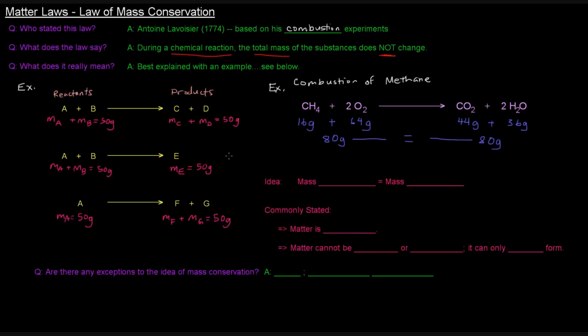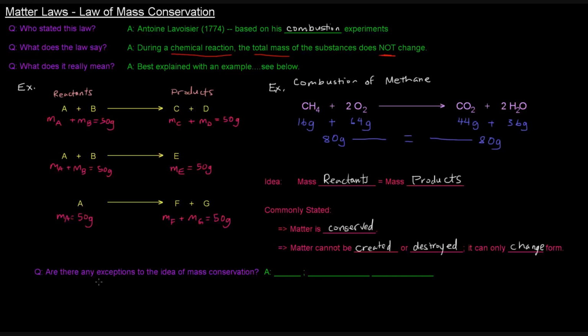So really, what's the idea here? I keep saying it over and over, but it's the idea that the mass of the reactants must equal the mass of the products. That's really what this law says. Sometimes it's commonly stated as matter is conserved or mass is conserved. I've seen both being said. It's also commonly stated as matter cannot be created or destroyed. It can only change form. So in this first example up here, we had this 50 grams of matter in the form of A and B. And at the end of the reaction, we have that same amount of matter, same mass, just in different forms, in the form of C and D.